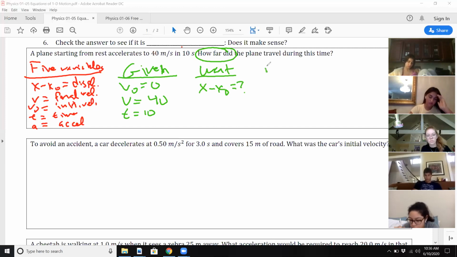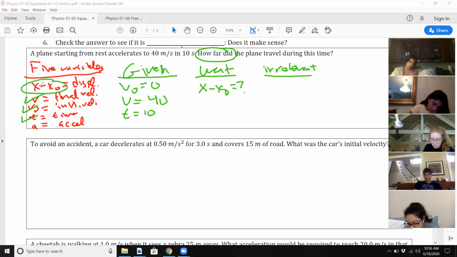And then I'm always going to say this. This is the strategy. Of these 5 here, I was given final velocity, initial velocity, time. I want this. Which of those 5 variables is totally irrelevant for this question? So, Kate, what do you think? Acceleration. Right.